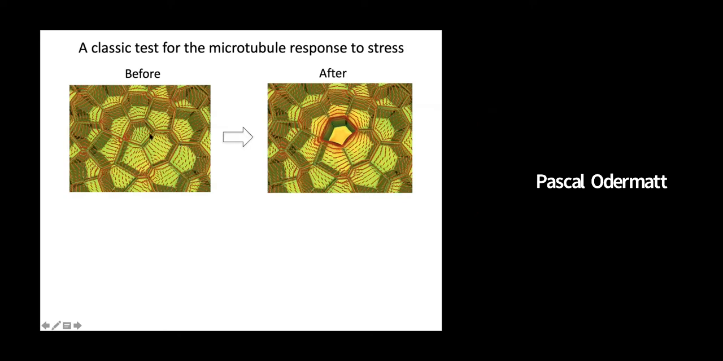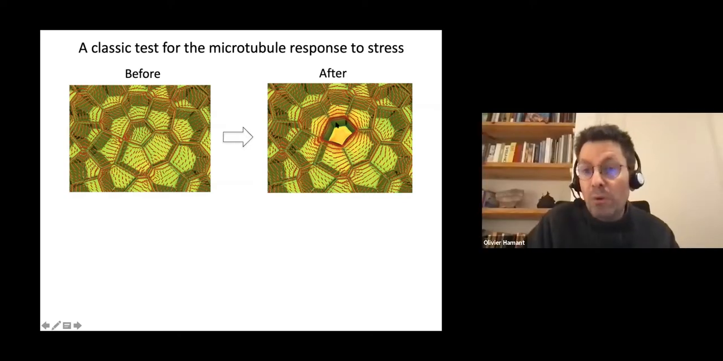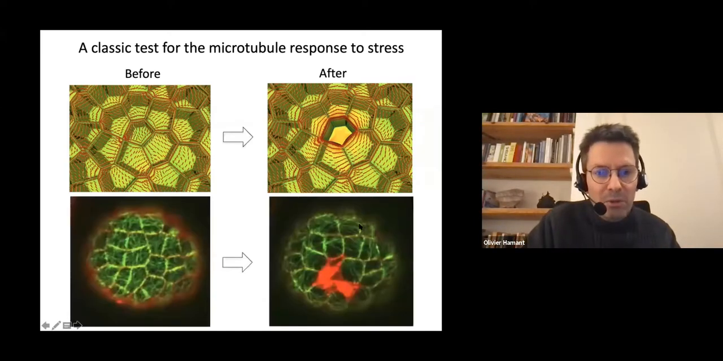What we do is that we just do an ablation. We kill one cell. And this is sufficient to generate a circumferential stress pattern around the cell. So this is a very, very simple test to locally change the mechanical stress pattern. When we do this in the plant tissue, this is before the ablation. We kill one cell and you see that the microtubules are reorienting around the ablation, matching the maximal tensile stress direction.